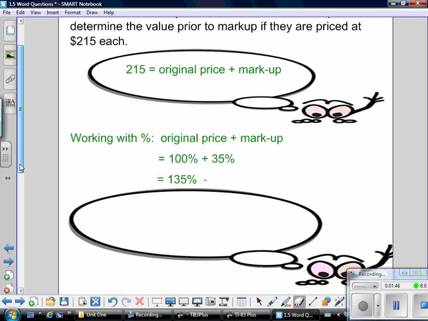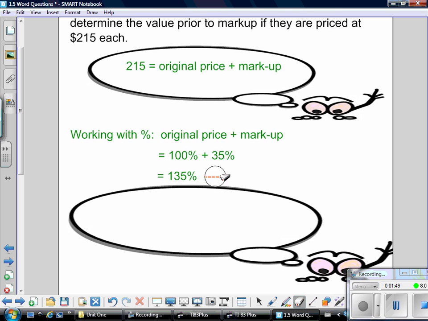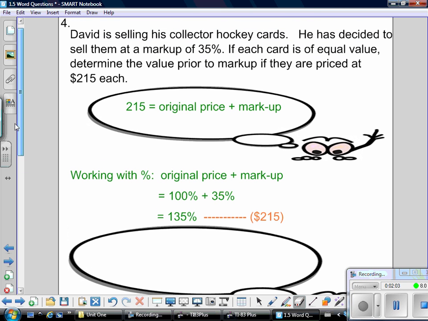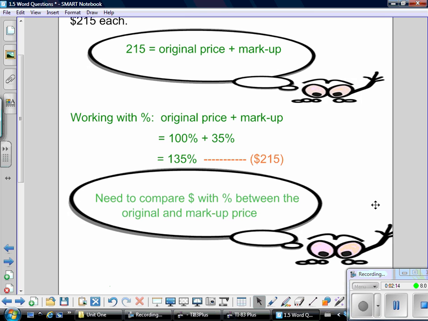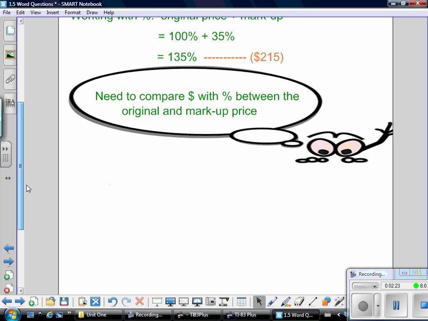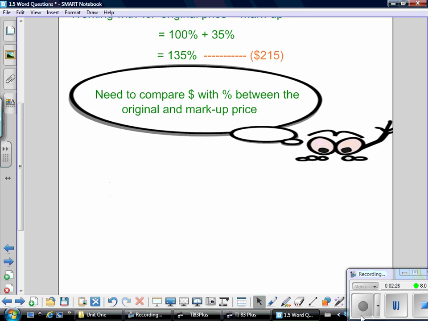Now that 135%, dollar-wise, is our $215. So I know that $215 is 135%. Now the question asks to determine the value prior to markup, so I want to figure out what that 100% is. What I need to do is compare the dollar value with the percent between the original and the marked up price.